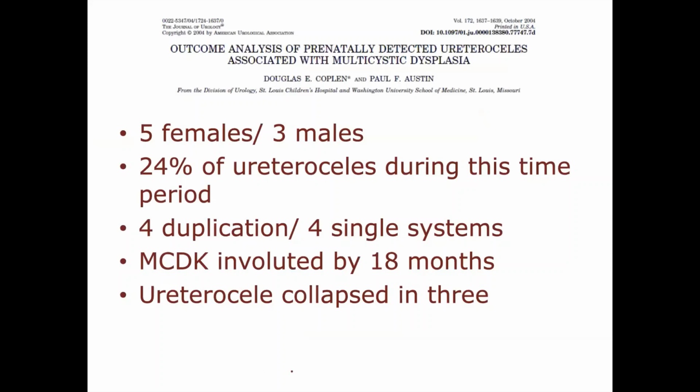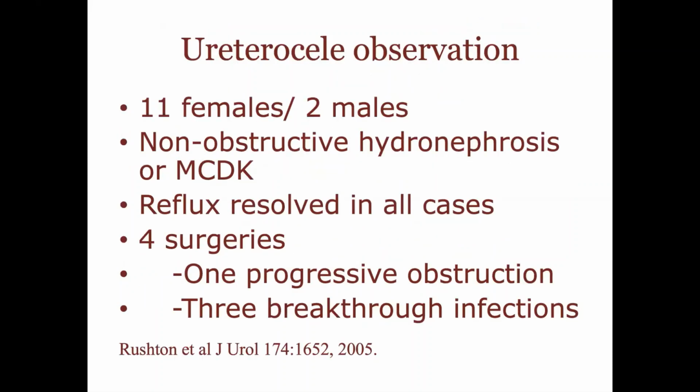And so we looked at that almost 20 years ago, and we identified 8 patients that had multicystic dysplasia and ureterocele. Some of them had single systems, some have duplications. In all cases, the multicystic dysplastic kidney involuted, and in most of them, the ureterocele collapsed, or some of the ureterocele collapsed. Since the ureteroceles were relatively small and weren't causing voiding issues, just no reason to intervene. Gil Rushton, next slide, looked at 13 patients, and they either had non-obstructive hydronephrosis as determined by a MAG-3 scan or a multicystic dysplastic kidney. And the reflux resolved in all cases.